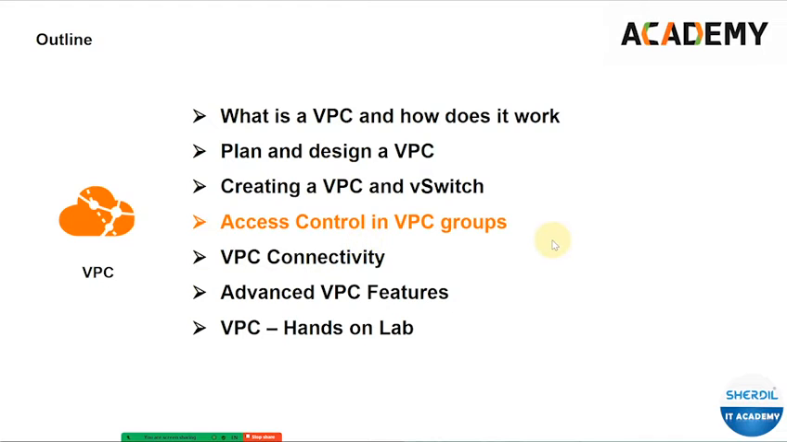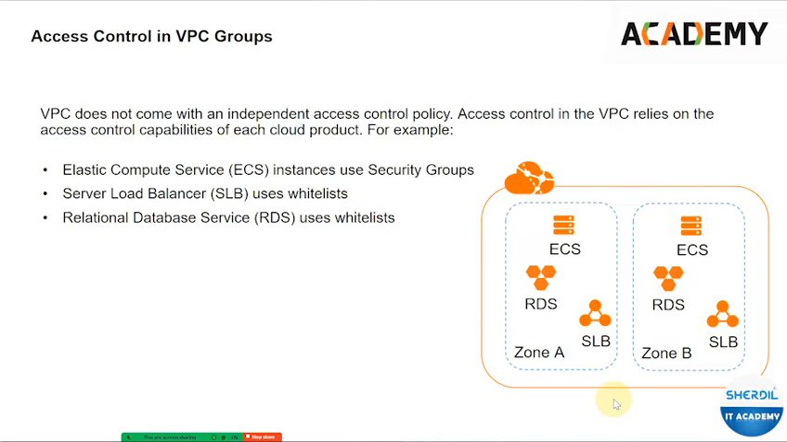Now the access control in a VPC group. If we talk about the VPC group, VPC doesn't come with an independent access control policy. Access control in the VPC relies on the access control capabilities of each cloud product. For example, ECS instances use security groups, server load balancer uses a whitelist, and the relational database or the RDS uses a whitelist as well.